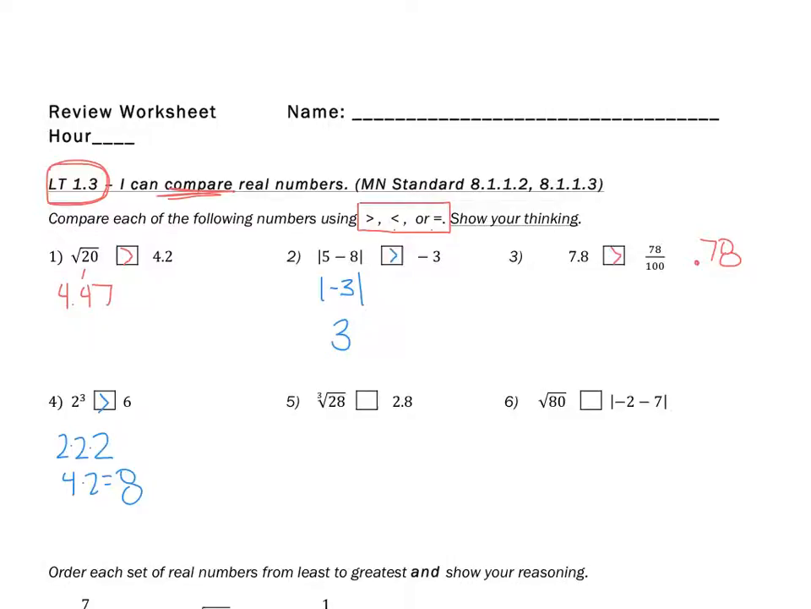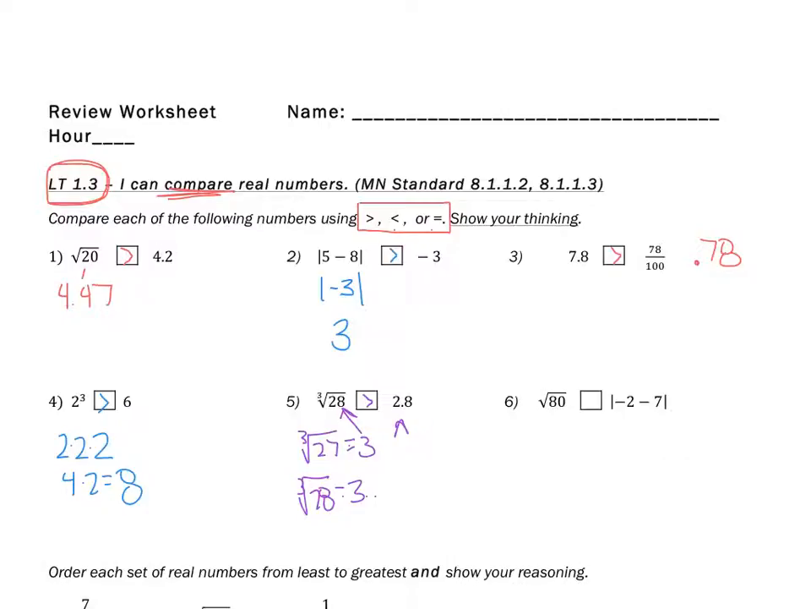Be careful with number 5. We have the cube root of 28, and then 2.8. Think of it like we talked about earlier, the cube root of 27 being 3, because 3 times 3 times 3 is 27. So we know the cube root of 28 has to be larger than 3. It's going to be 3 point something. We're not quite sure, but it's for sure greater than 3, so it's already greater than 2.8, and we put a greater than sign there.